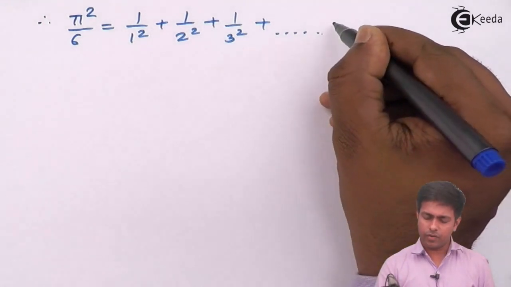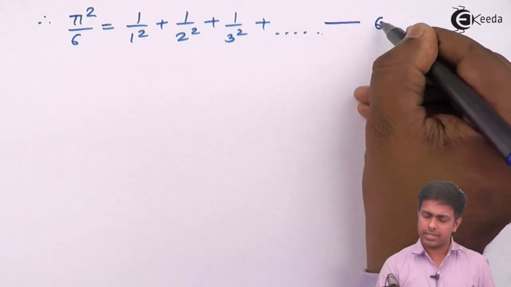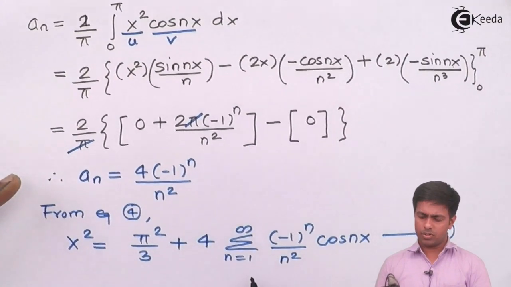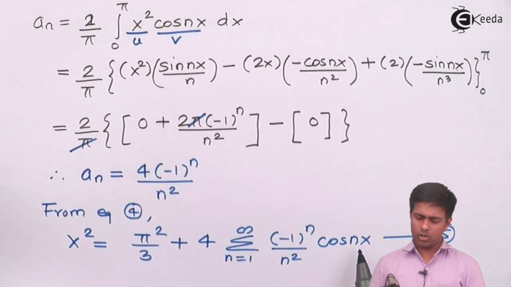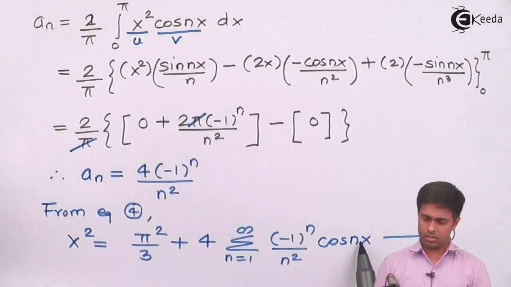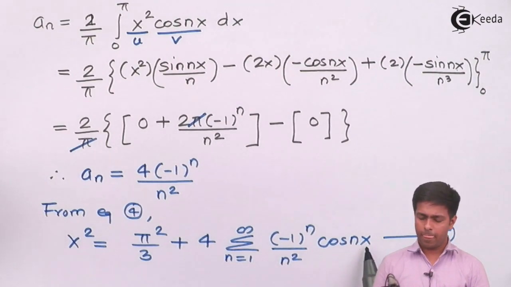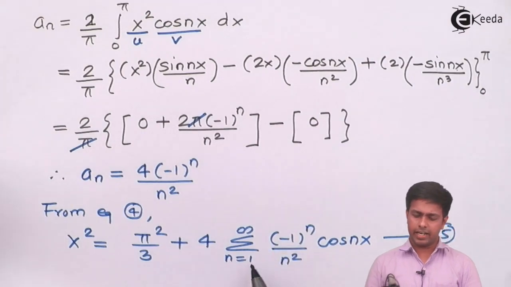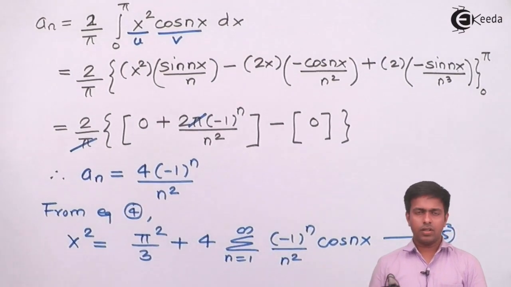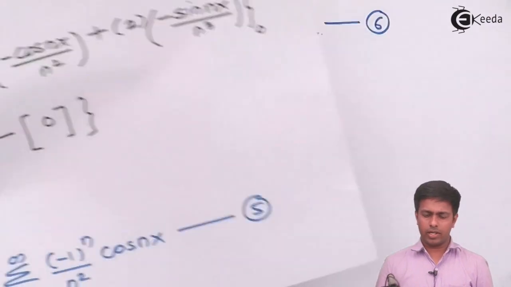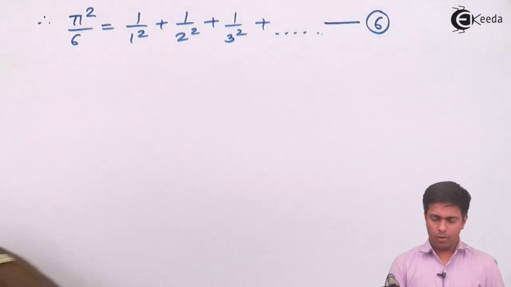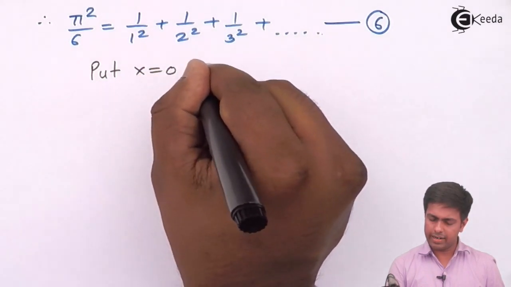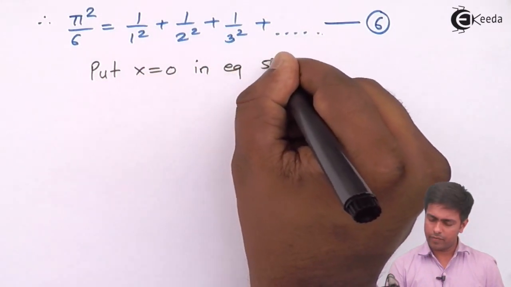So what we'll do is we will call this equation number 6, and to get negative even terms we will put x as 0, because cos 0, you will check, is 1, and by putting different values of n we can get negative value of even terms. So let's start with that. So here I'll say, put x equal to 0 in equation number 5.